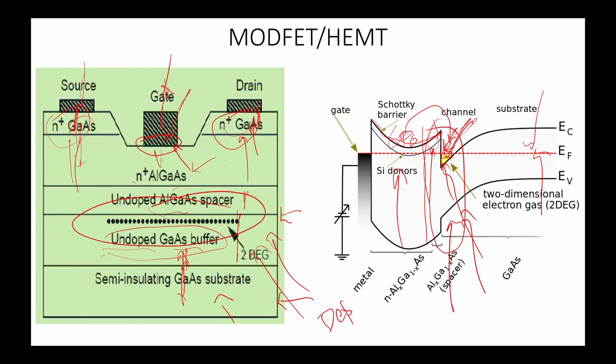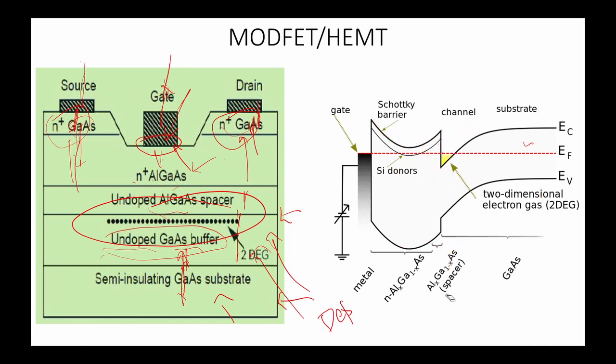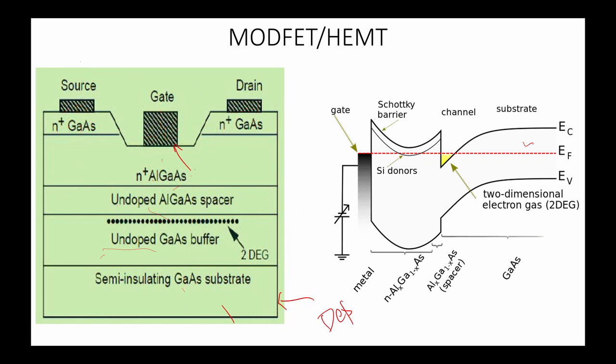This is a spacer layer, which is undoped aluminum gallium arsenide, and this is graded, and electrons are more at this point. So electrons can move easily in this direction to contribute to the flow of charges when we apply a bias between the source and drain.